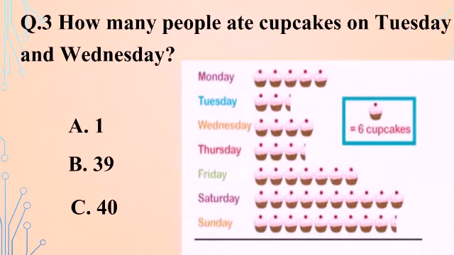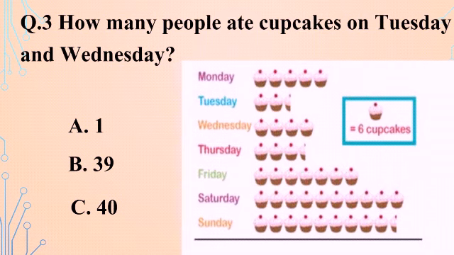Now look at the third question. How many people ate cupcakes on Tuesday and Wednesday? So here in this chart, can you tell me which kind of chart it is? Is it a pictograph or bar graph or telegraph? See here, the cupcakes are drawn and one cupcake symbol is written like one cupcake equals 6 cupcakes.